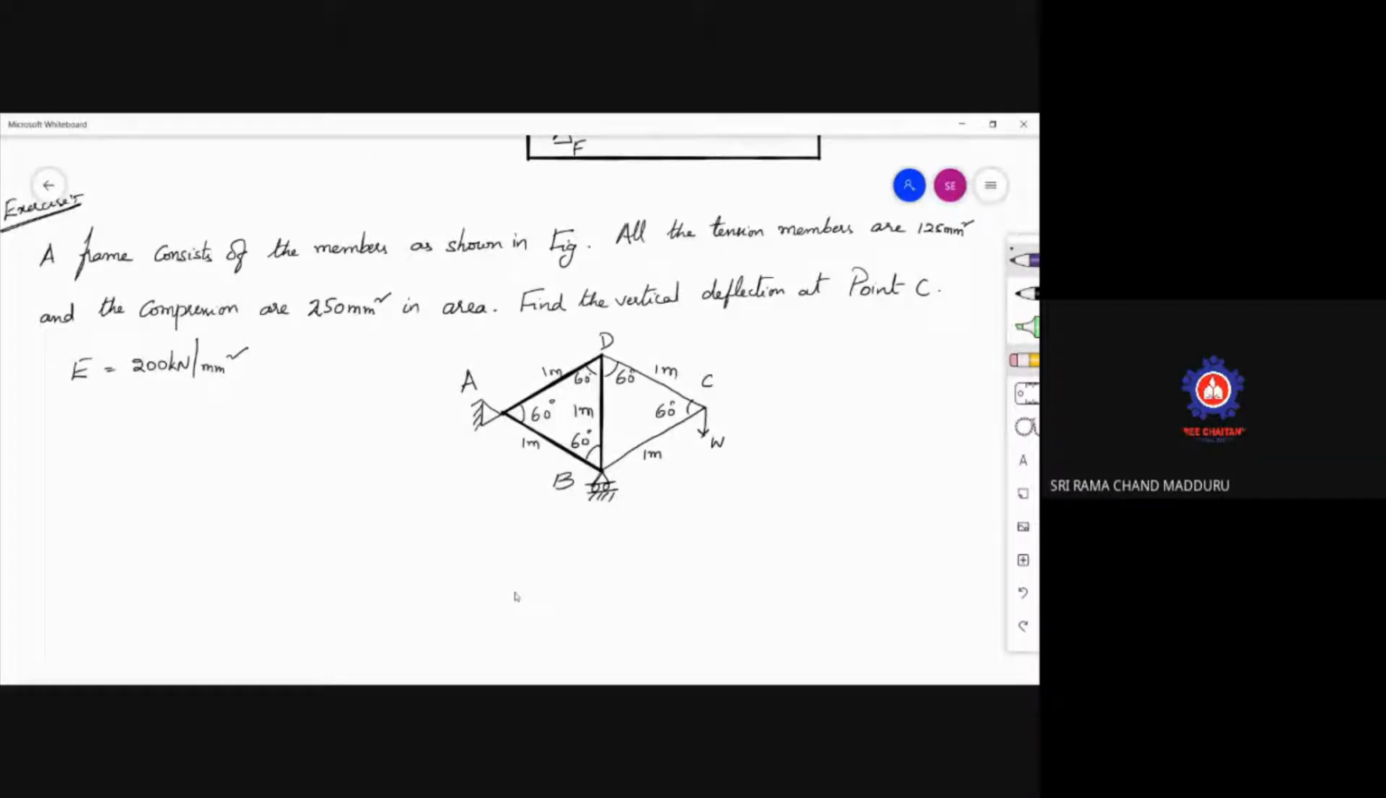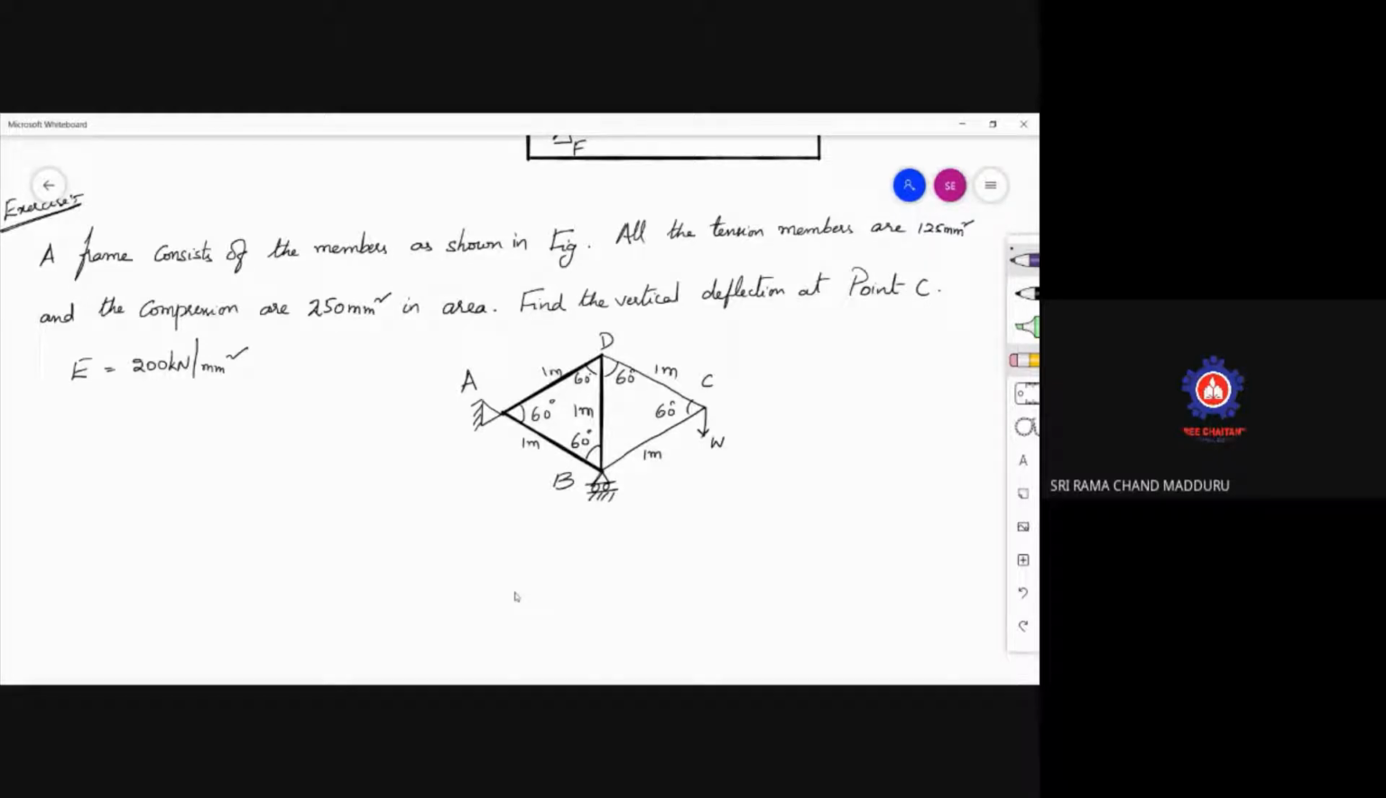See this one. A frame consists of the members as shown in the figure. There are 5 members that are available. All the members are 125 mm, like all the tension members are 125 mm square, and the compression members are 250 mm square in area. Find the vertical deflection at point C.